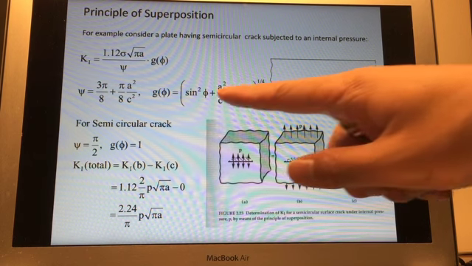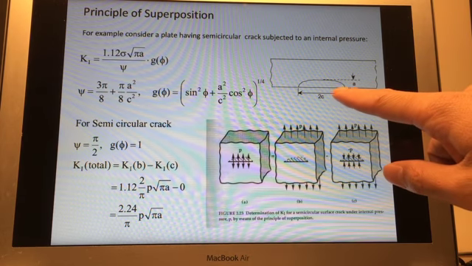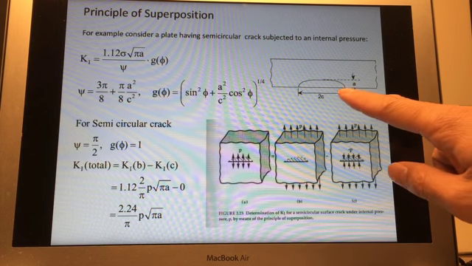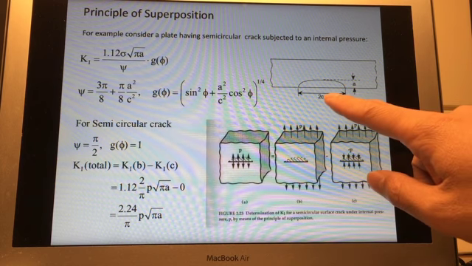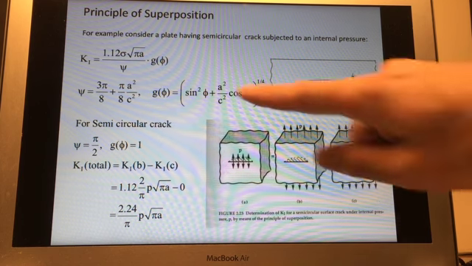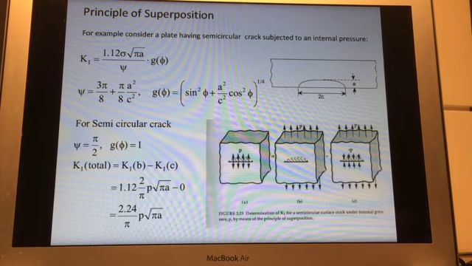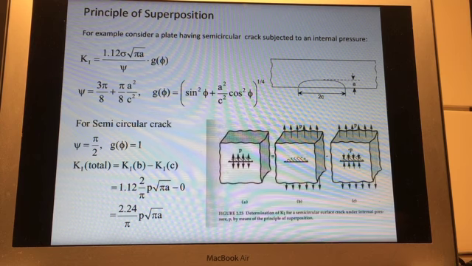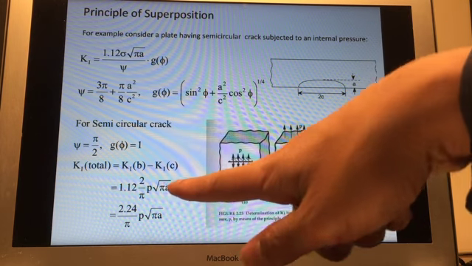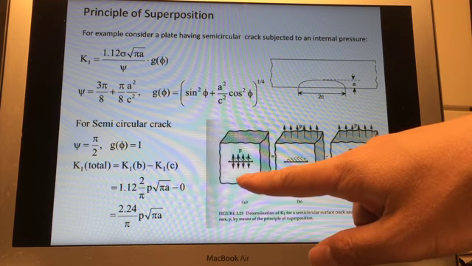Now, for a semicircular crack, because it's semicircular, the diameter 2c is going to equal 2a, or a equals c, right? So we plug that in here, and you're going to see phi equals half of pi, and g of phi equals 1, because here a equals c, so this is always going to be 1. So in that case, we can calculate this K1 total.